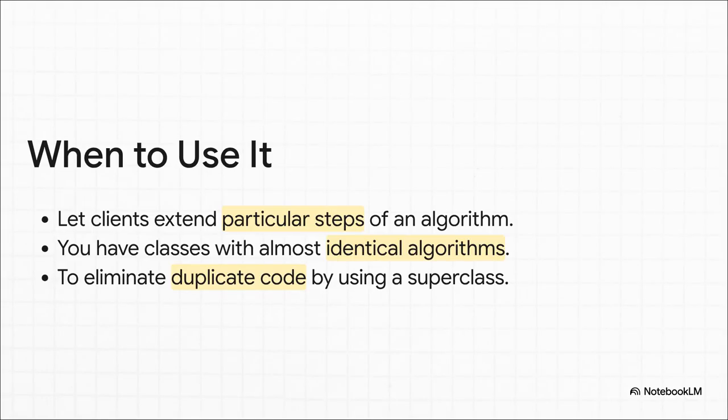So here's the bottom line. You want to reach for this pattern when you have a well-defined algorithm, but you need different ways to implement some of its specific steps. It's an absolute game changer when you spot several classes in your codebase that have almost identical logic with just a few small differences. The whole point is to let people plug into your algorithm's extension points, not to have them rewrite the whole thing from scratch.